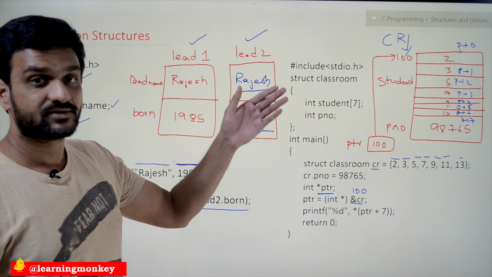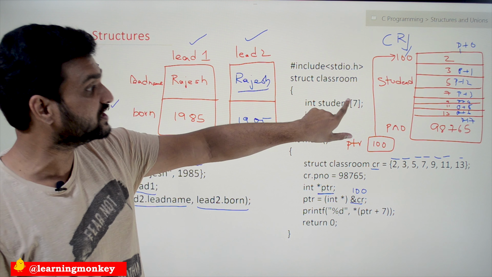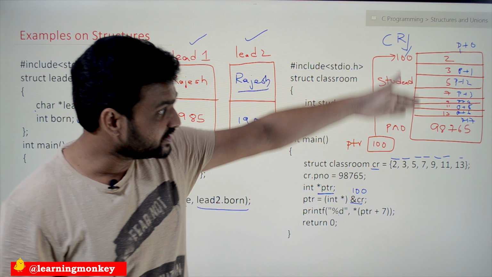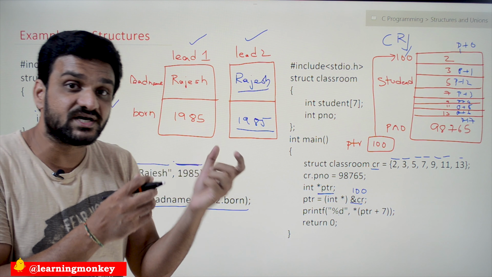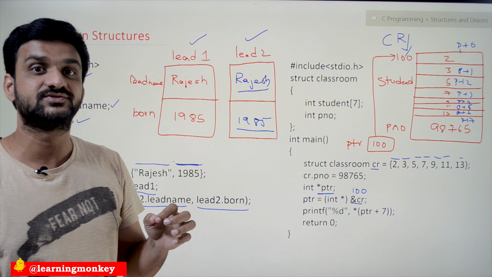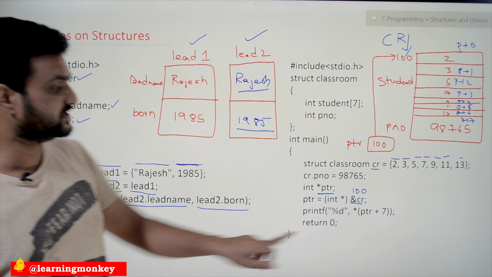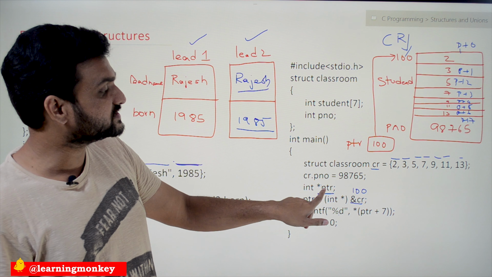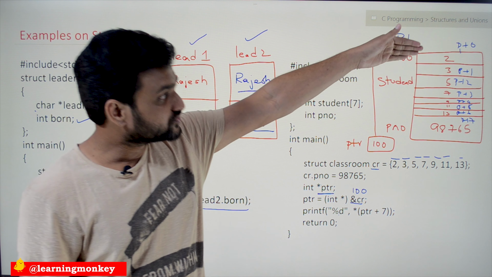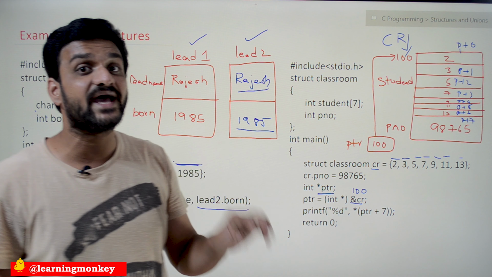We are crossing the student variable, and we are going into this p number. We are not giving the member names, and we are trying to access the member values. Is it possible? Yes, it is possible. Whenever we assign the pointer to the structure, all the memory locations which belong to this structure are accessible.